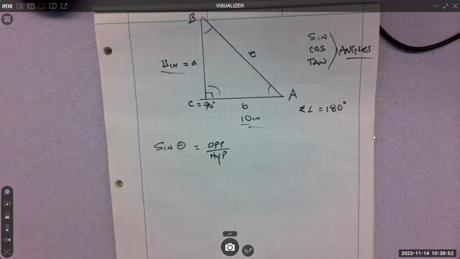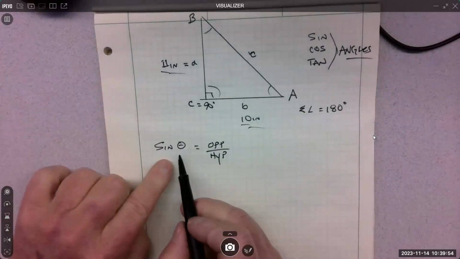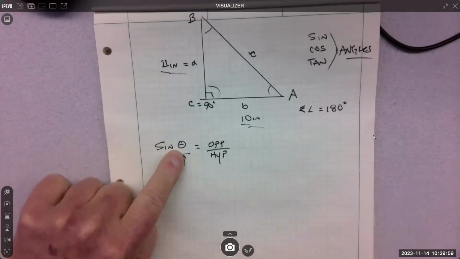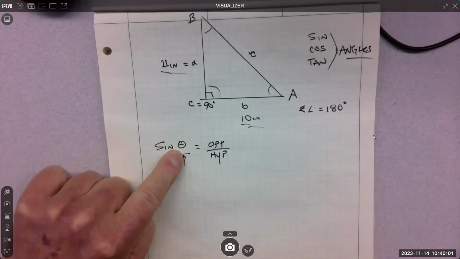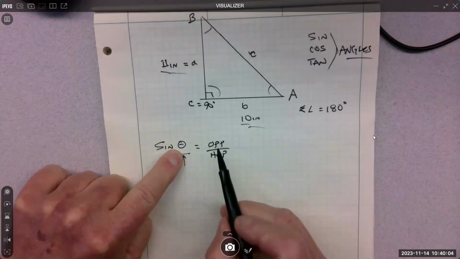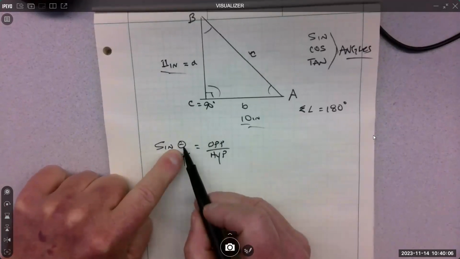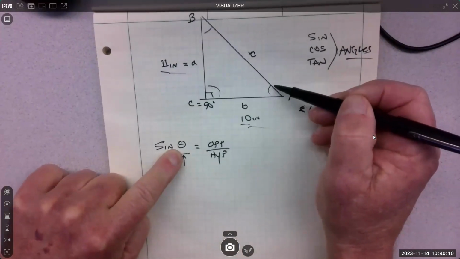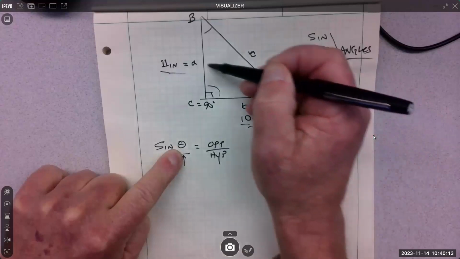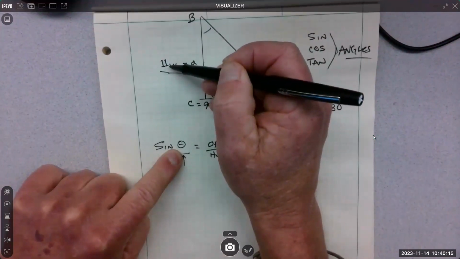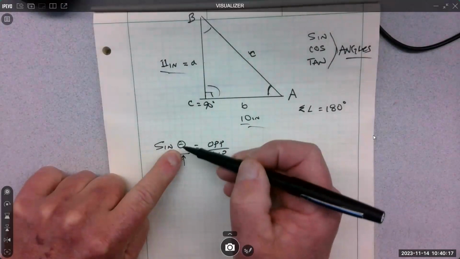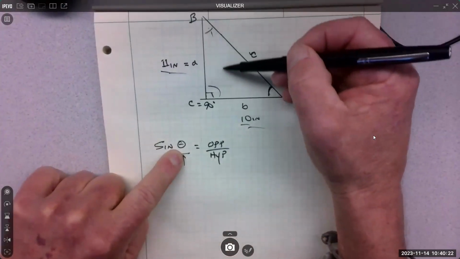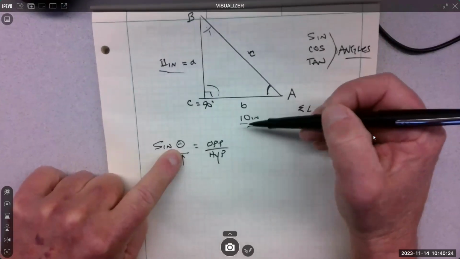I don't care. But the way this works is it's very dependent on where that angle is. It's not always the same. Depending on the angle you're going to use, this is the opposite side of that angle. So if A is my angle, what is the opposite side of angle A? It's side A, 11 inches, right? But if B is my angle, the sine of B, the opposite side is 10 inches.